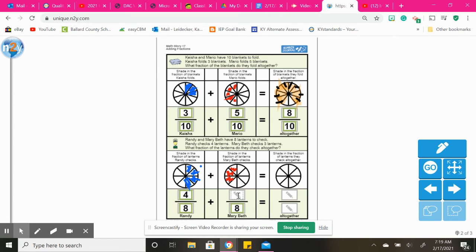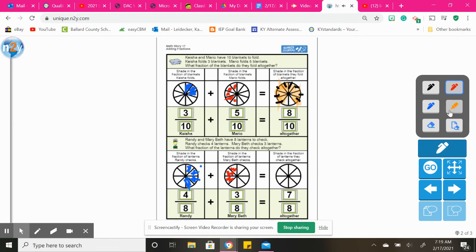So she folds 3, and our denominators stay the same, 8, 8. So this one stays in 8. And then all we're going to do is add the blankets together that they did. So we have 1, 2, 3, 4, 5, 6, 7. So that would be 7 out of the 8 blankets were folded.